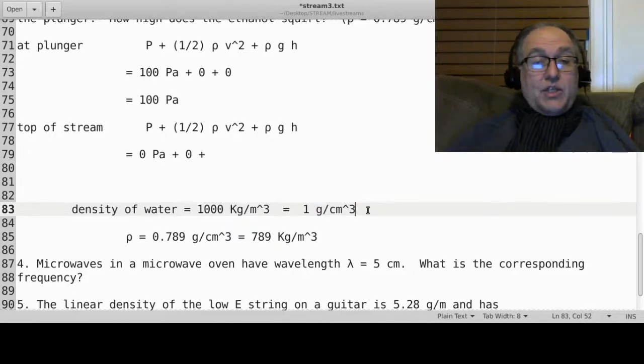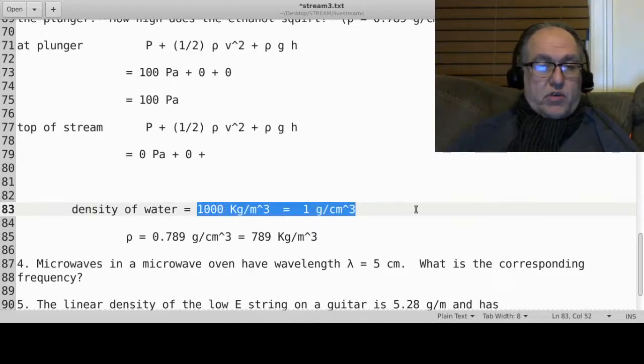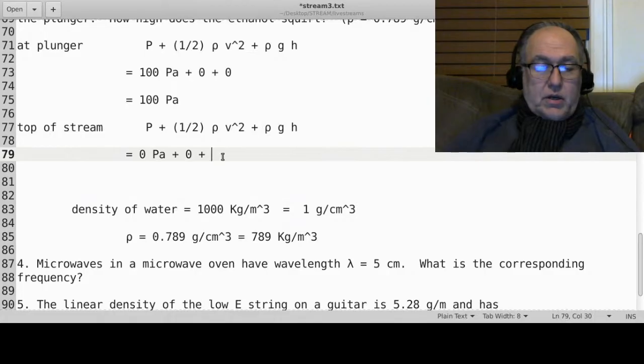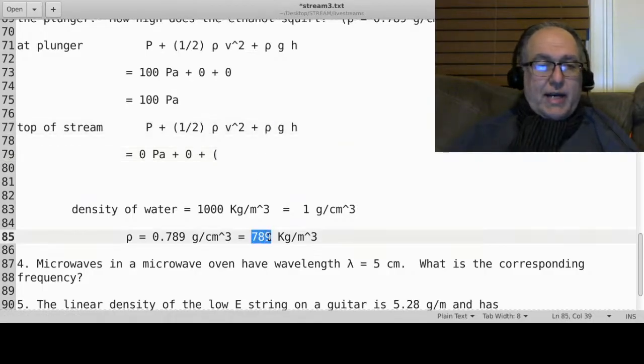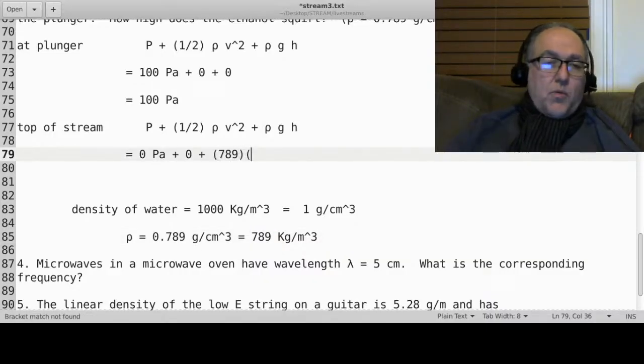In chemistry and biology and in the health sciences, people tend to use grams per cubic centimeter. But you know, for our formulas, you have to convert to MKS. So you'll want to know this conversion. Okay, so back over here for the density, we're going to use 789. For g, I'll tell you whether to use 10 or 9.8 on the test. Let's use 9.8 just to be a little bit more accurate. Okay. And then h, like that.